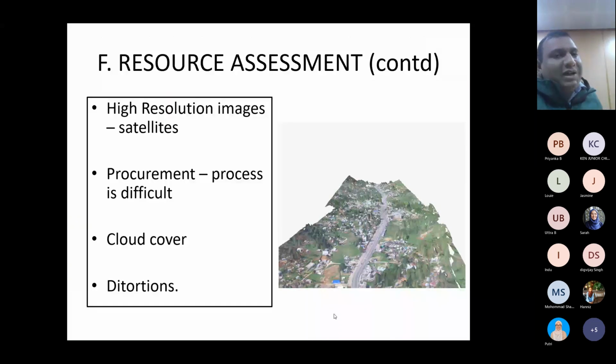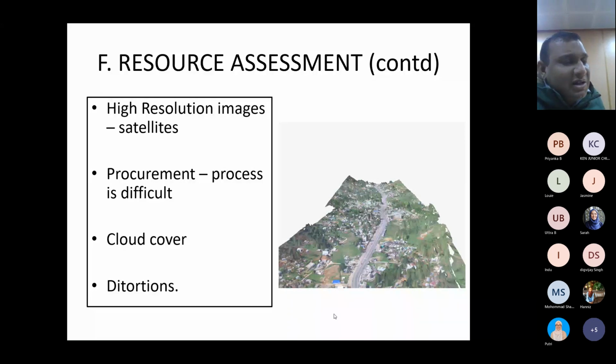See, if you want to go for high resolution images, nowadays the procurement process is a lengthy process. In India, we have to procure through NRSC, so it takes a long time to procure that. And the cost involved is also quite high. And there are inherent problems like cloud cover: if we need an image in a particular month, and the cloud cover is more, then that image cannot be much utilized.